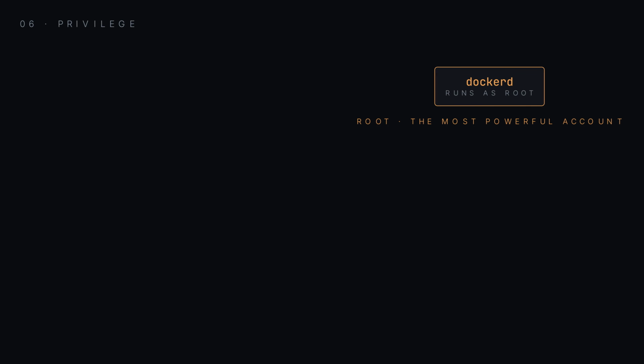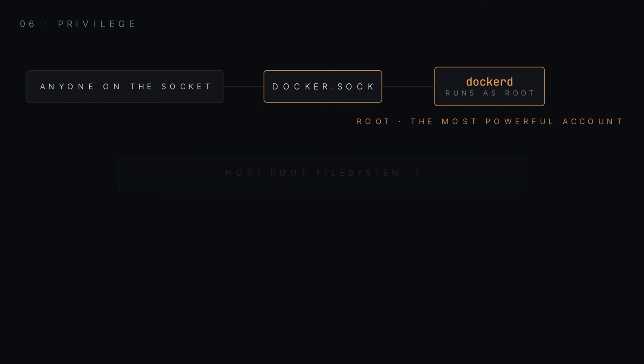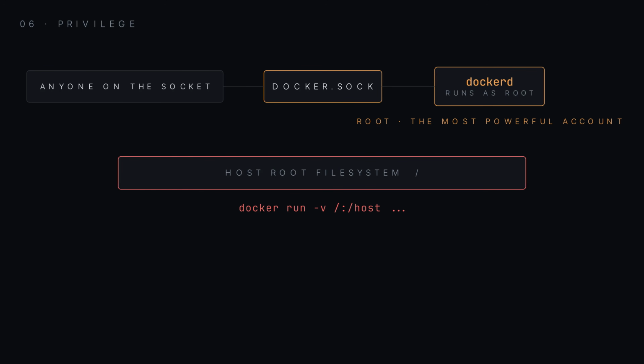By default, Docker runs as root, the most powerful account on a Linux machine. That means anyone who can talk to Docker's socket, the local connection the Docker client uses, can effectively control the whole machine. They could, for example, ask Docker to mount the host's real file system inside a container. In practice, access to that socket is almost the same thing as having root access, and plenty of CI pipelines hand it out without thinking twice.